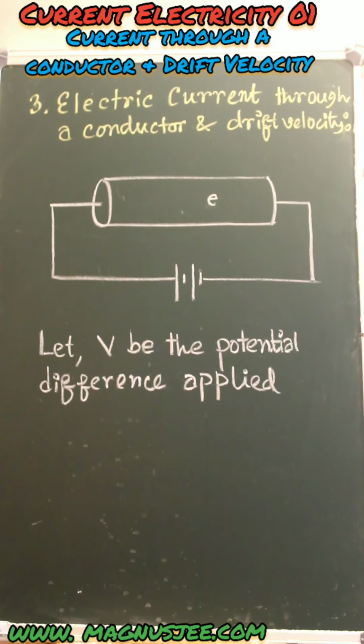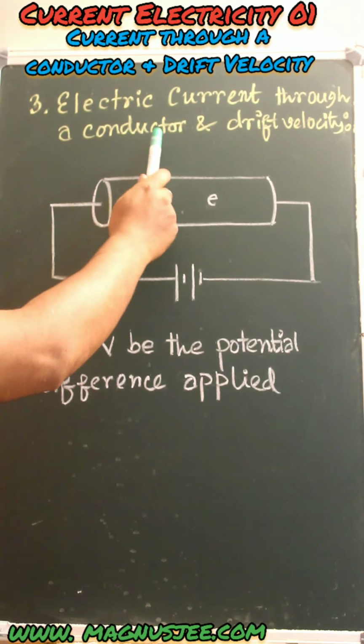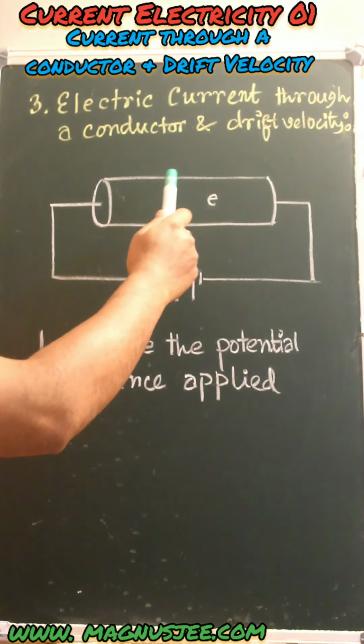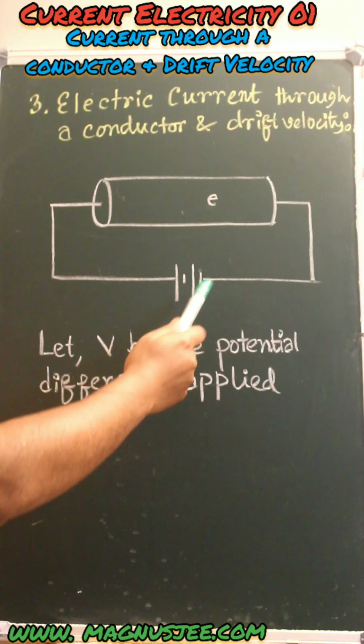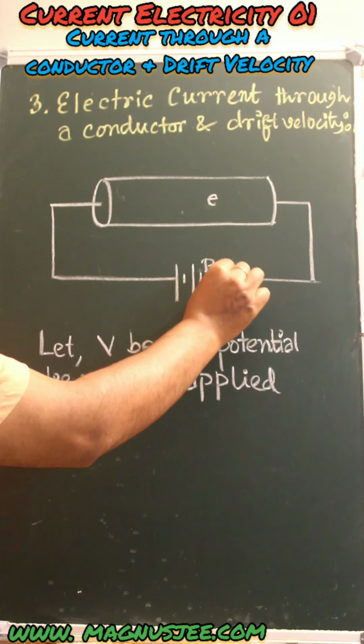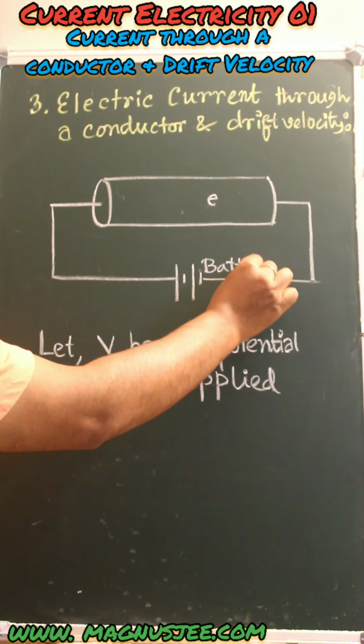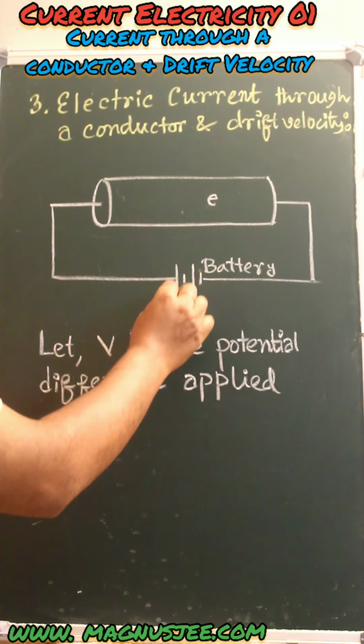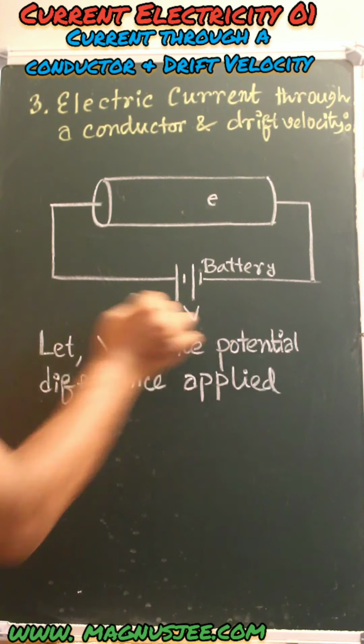Electric current through a conductor in terms of drift velocity of free electrons. This is a conductor which is connected to a battery. This is a battery having terminal voltage V. V is the terminal voltage of this battery.